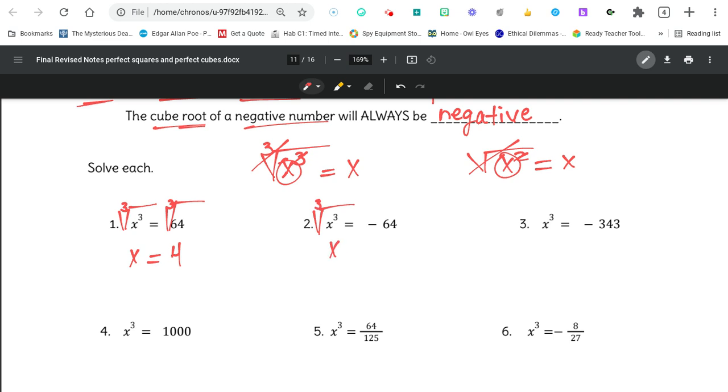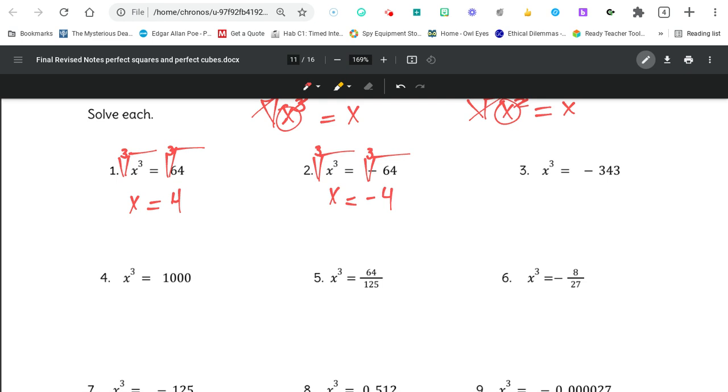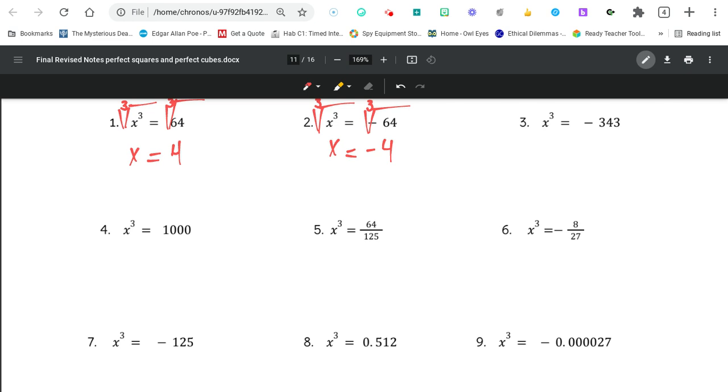The cube root of x cubed is x, and the cube root of negative 64 is negative 4. I'm going to skip around, and then I'm going to allow you to pause the video and try the ones that I skipped. Okay, I'm going to go to something that has a fraction in it.